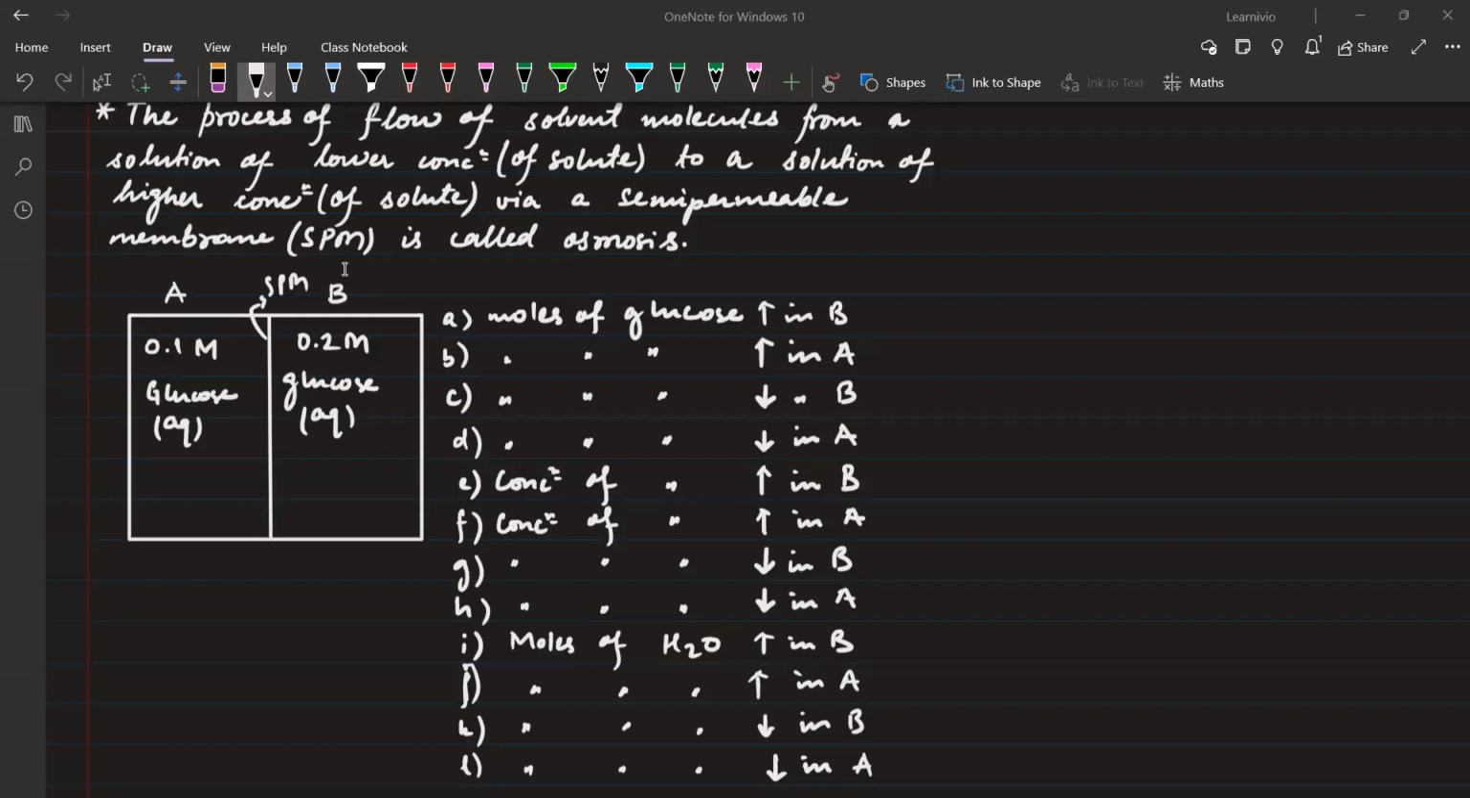Mariam, what about you? There is some progress, sir. You are able to answer whether moles of glucose will increase or decrease. You are able to write whether moles of glucose will increase in B or not. Yes or no, true or false. Can you see it? Yes, sir. Okay.